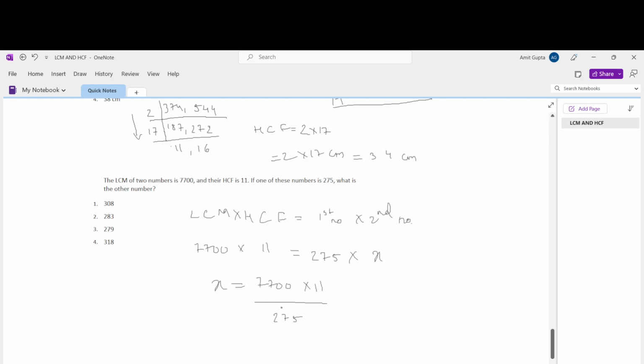So dividing this, we can divide with 25 because 700 is divisible by 100, which is divisible by 25. Here comes 11. 25 3s are 75, 2 will be remainder. That's 20. So 308. 11 will cancel out 11. So the value of X comes out 308. So the answer to this question is option A, 308.